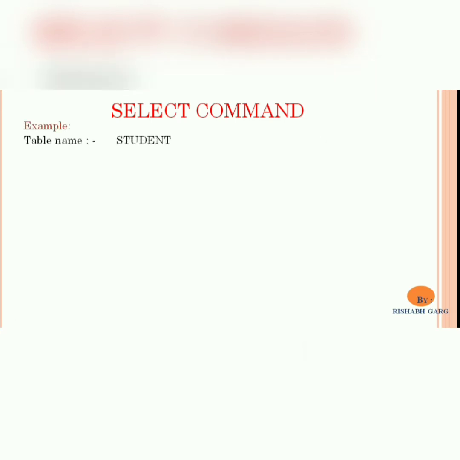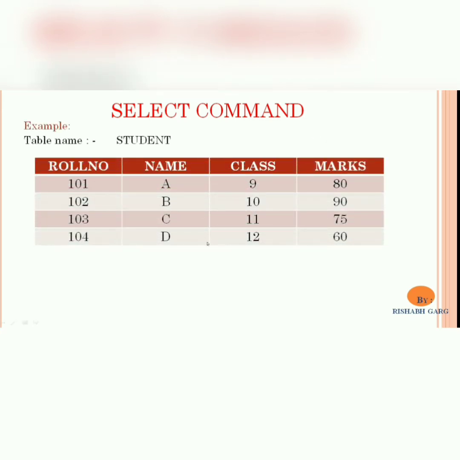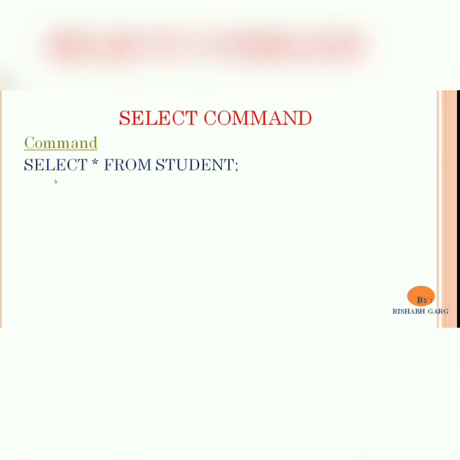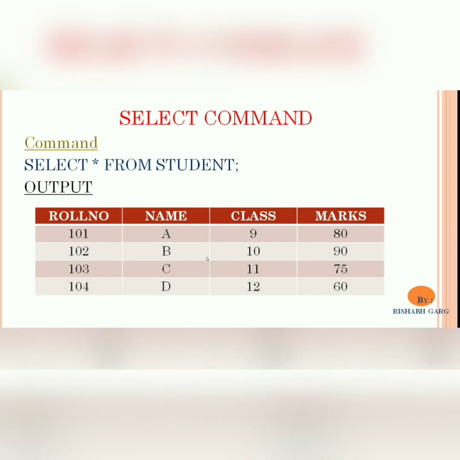Suppose we have a table student with 4 fields and 4 records, and we want to perform a query to display the entire records from the table student. So we will execute the following command: select star from table name, that is student, and at last we will use semicolon for terminating our command. Here star represents the entire records. When we execute this command, the following result will be displayed.